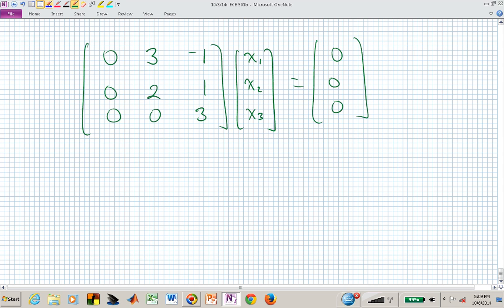If we look at the third row, meaning now we're going to start at the bottom and work our way back, in terms of what that produces for an equation, we see that we get 3x sub 3 must equal 0. Well, that now imposes a particular value for x sub 3. In order to solve that equation, x sub 3 is forced to be 0.